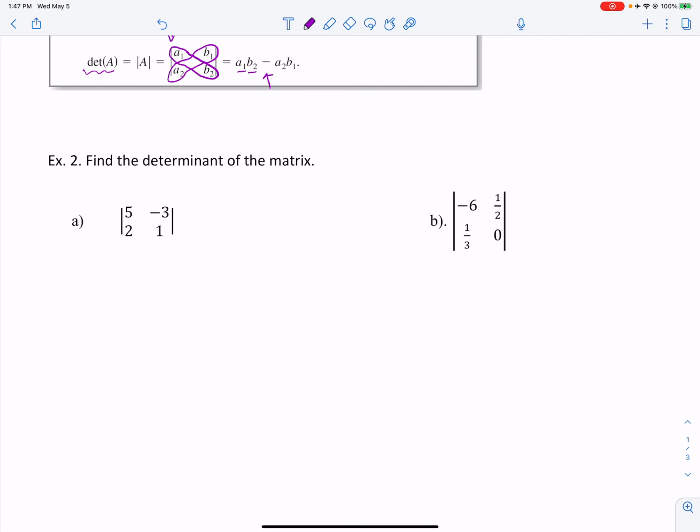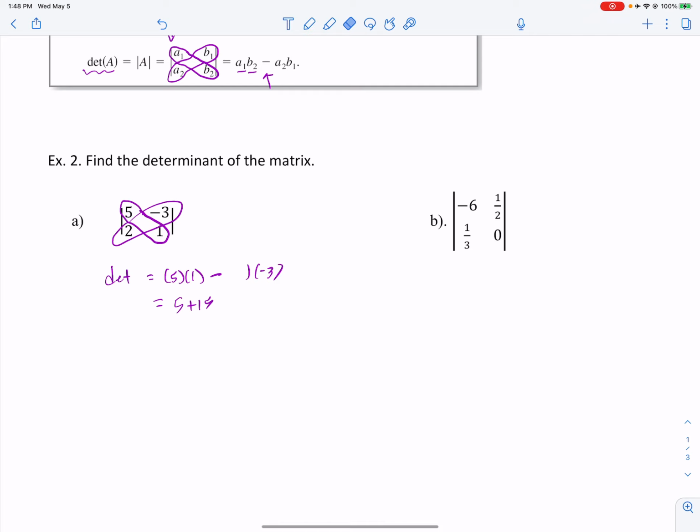So in this first one, the determinant of this matrix, we're going to take your 5 times your 1, and then minus this diagonal, 5 times a -3. And so you get 5 plus 15.